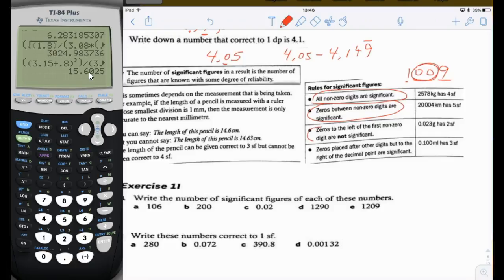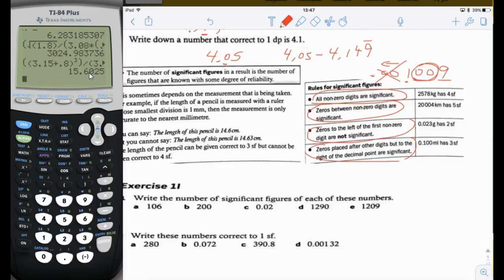Zeros to the left of the first non-zero digit are not significant. If you ever have a zero to the left, these are not significant. They're just placeholders. They keep the number in the right place, especially if there's a decimal point out here. Although they are important to keep the number pushed to the right, they don't have meaning because they're not measured. Zeros placed after other digits but to the right of the decimal point are significant.